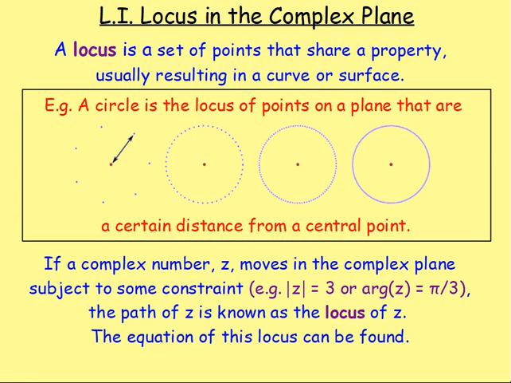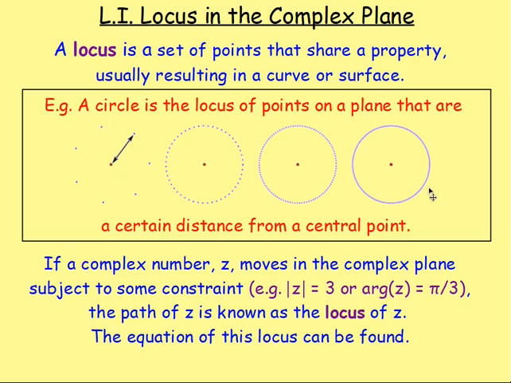Remember, a locus is a set of points that share a property. You can see each of these little points here, they're the same distance from a center point. If we had more points in, well, in order to be the same distance from that point, they would have to really fit around the circumference of a circle. Add more points, add more points.